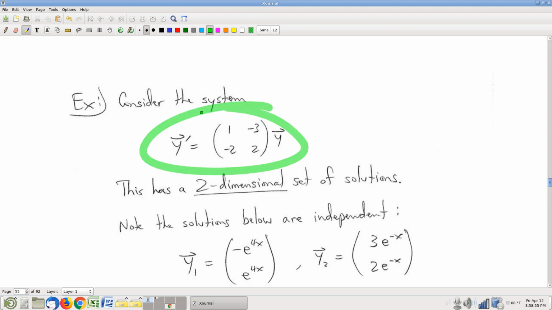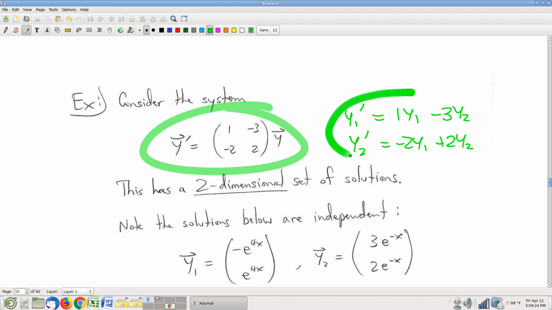Here's one of those differential equations. This is a system, keep in mind. Reminder. Let me explicitly write out what this system is. This is the system y1 prime equals 1y1 minus 3y2. y2 prime is negative 2y1 plus 2y2. So this system here is the same as that matrix equation.